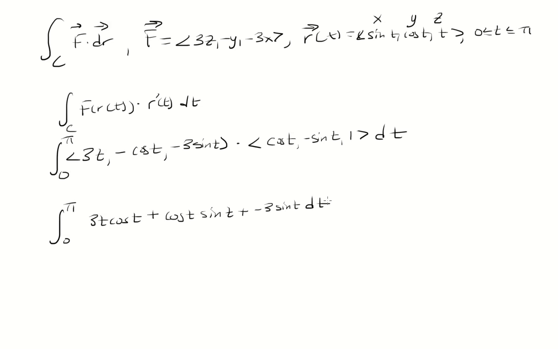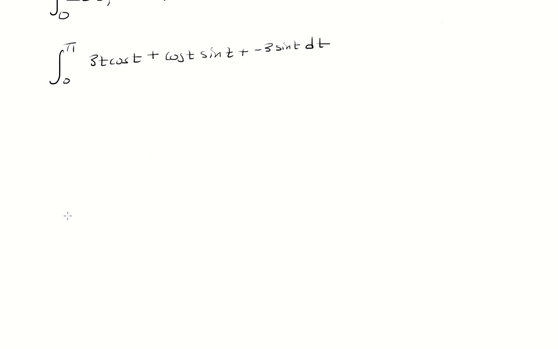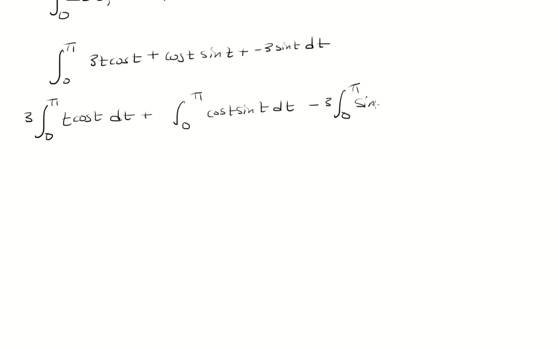So now I'm going to break this up. Let's pull out the 3, and then we'll evaluate the integral of t cosine t dt, and then cosine t sine t, and then minus 3 times the integral from 0 to pi of sine t dt.